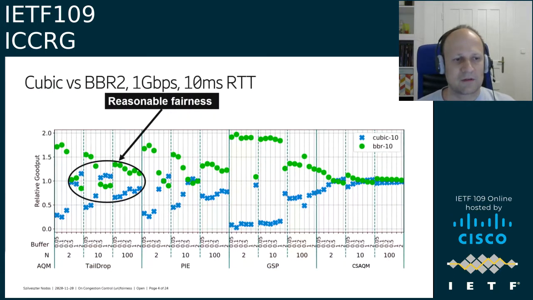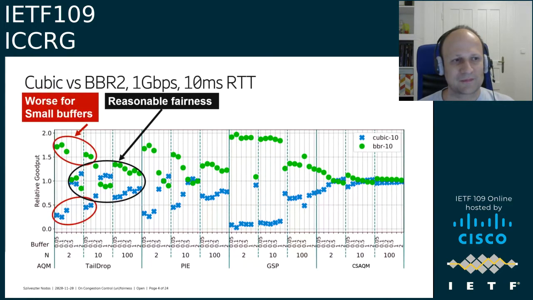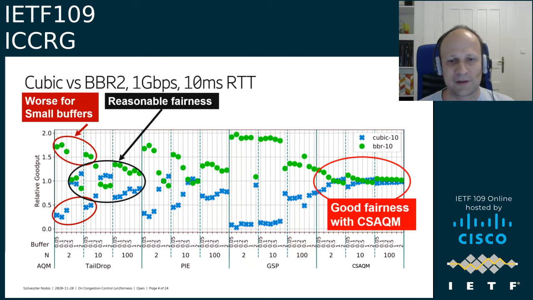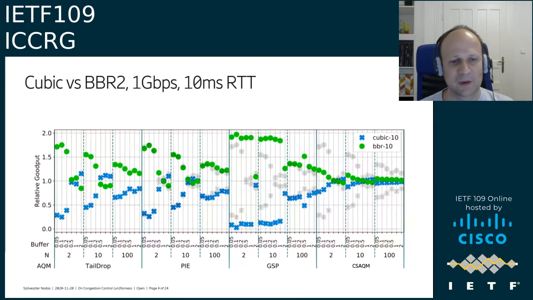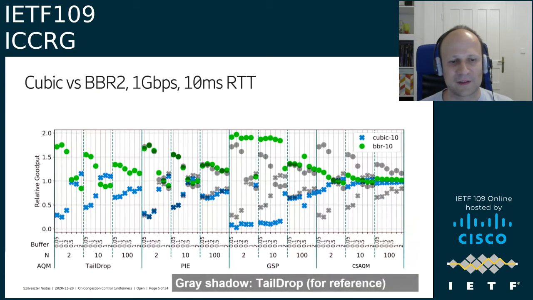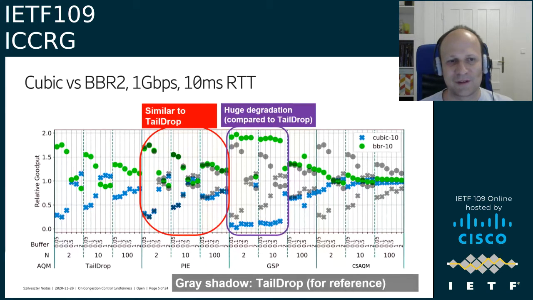So we have seen reasonable fairness with tail drop when it comes to sharing between cubic and BBRV2. It was much worse for small buffers. And we also have seen good fairness with CCSAQM for basically all cases. So what happens with the different AQMs? We plotted the tail drop results as a gray shadow for reference. With PI, the fairness was very similar to tail drop. While with GSP, we have seen huge degradation compared to tail drop for a smaller number of users, and it was similar to tail drop for a larger number of users.